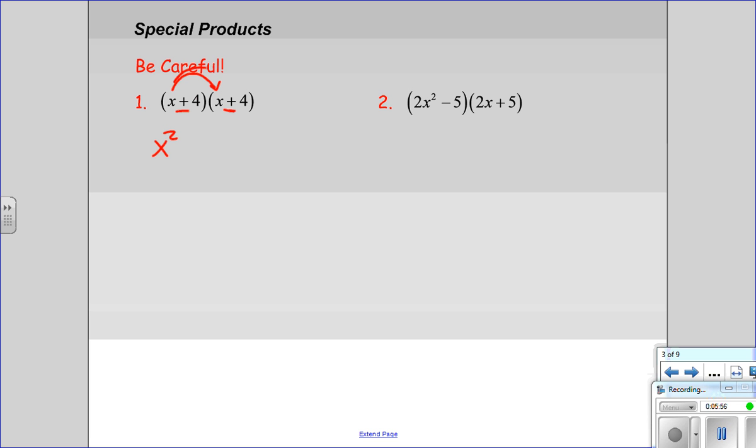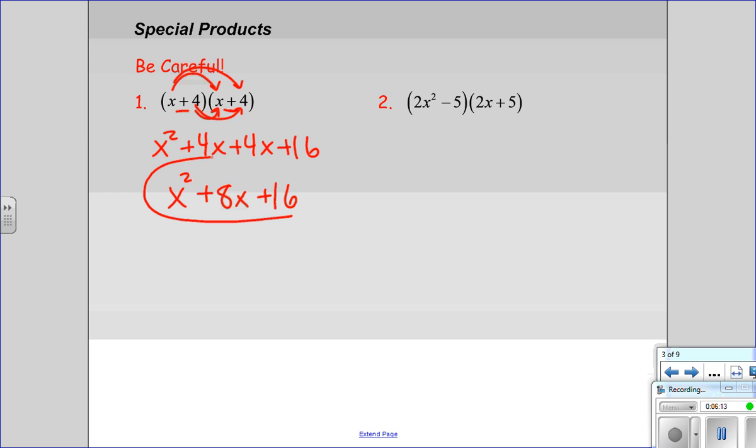x squared plus 4x plus 4x plus 16. You'll notice that our middle two terms of 4x and 4x end up being 8x, which is why this is a slightly different type of multiplication problem. And in number 2, it looks similar. Here we have a sum and a difference of two terms, but they're not identical terms since my first term in each of them, one is a 2x squared and one is a 2x. So again, in order to multiply this one correctly, we would have to use FOIL once more.